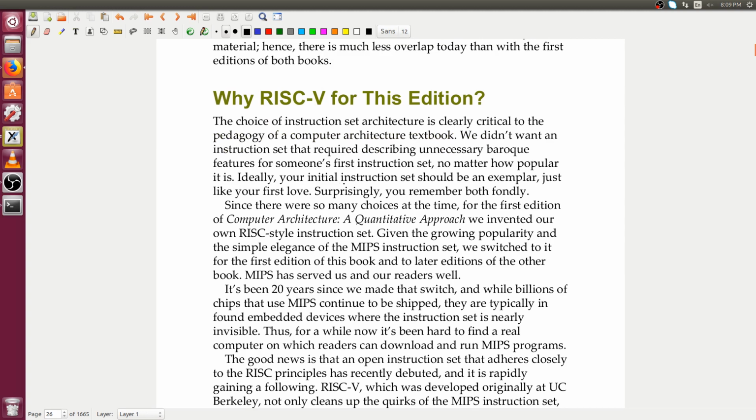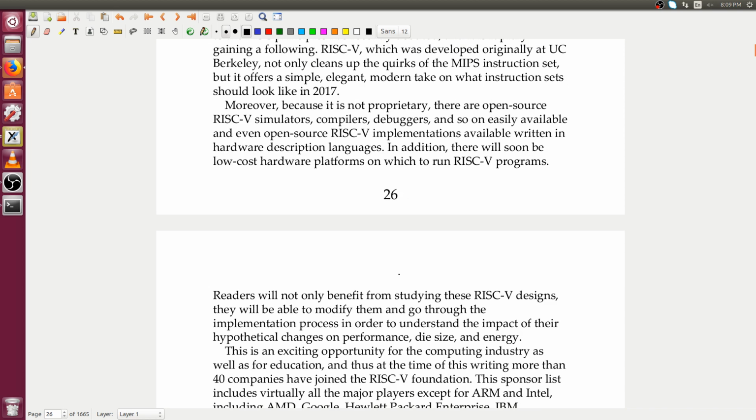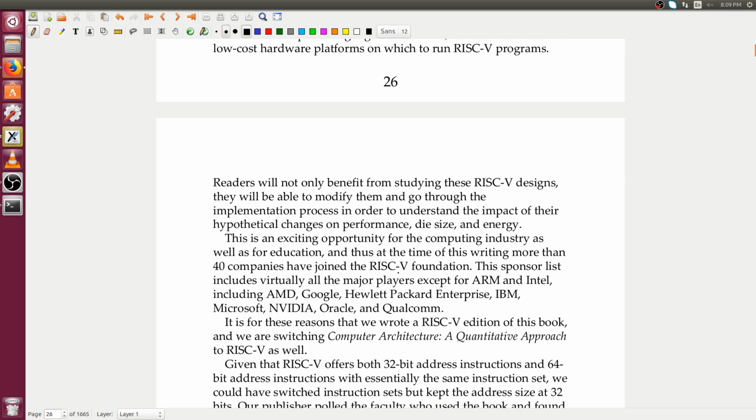RISC-V for this edition. Let's see. Yeah, it's a modern MIPS-like instruction set, but it offers a simple, elegant, modern take on what instruction sets should look like in 2017. Okay, and it's not proprietary. There's an open source RISC-V simulator, so I'll probably look into that. I haven't looked at MIPS or RISC in a long time because, well, I do GPU research, but we'll see what we can do. We'll see what we can rustle up.